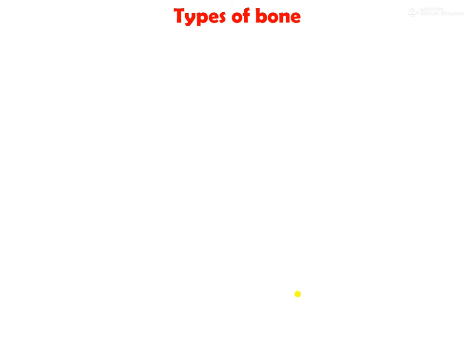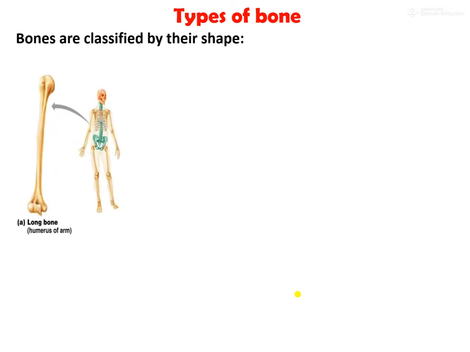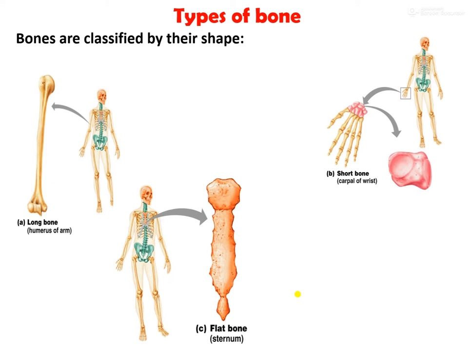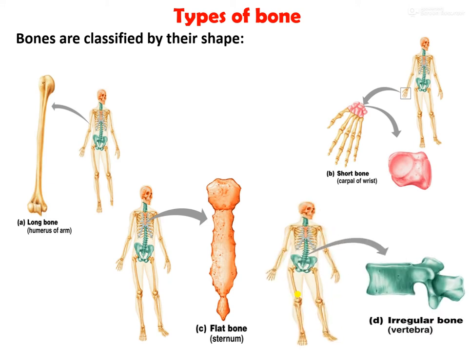Next one is the types of the bone. There are four types of bone: long bone, short bone, flat bone, and irregular bone. Bones are classified by their shape. First one is the long bone. Example is the humerus of the arm and the femur. Short bone. Example is the carpals of the wrist. Third one is flat bone, which is the sternum and the skull. And the irregular bone, which is the vertebra.